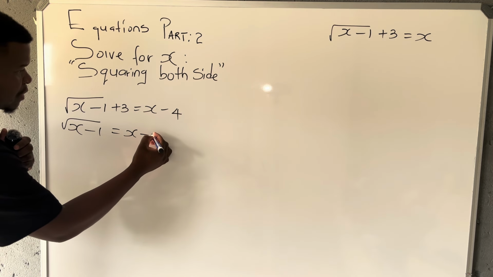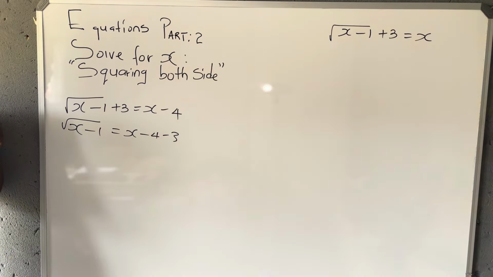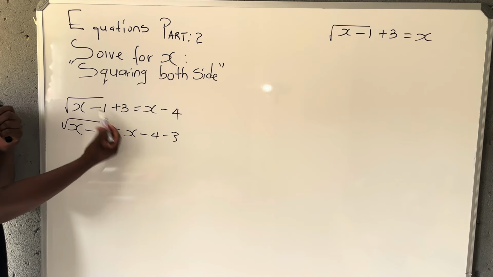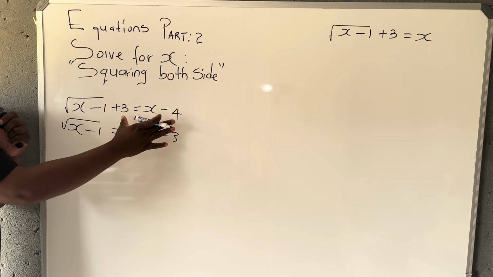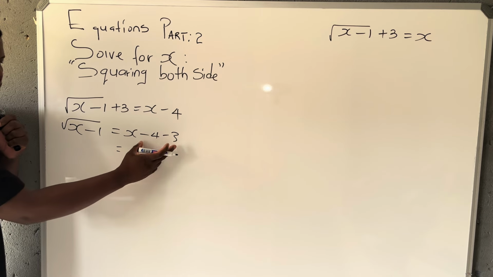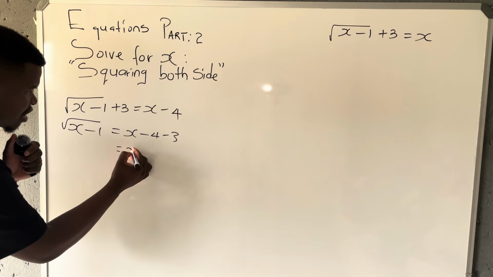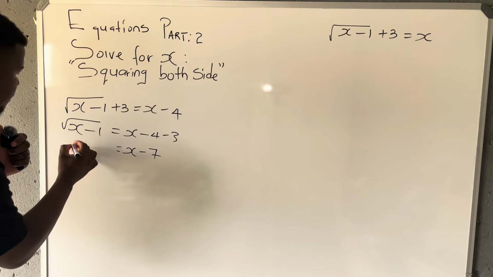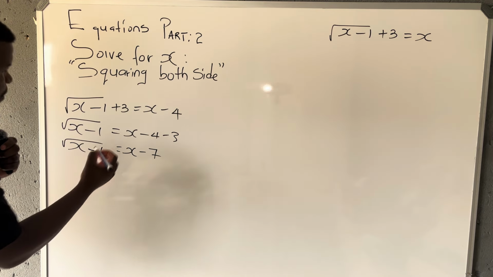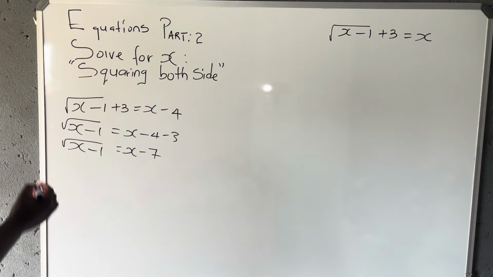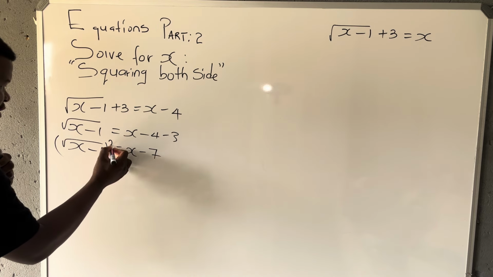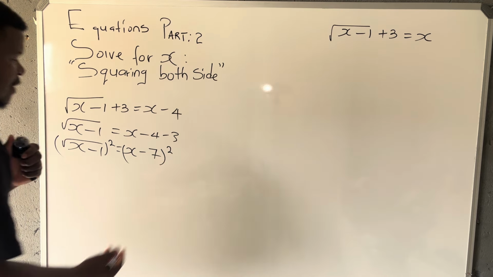We are transposing. You see now, we transpose positive 3 to the right hand side to become a negative 3. But still, I cannot square while it's like this. I need to simplify this, which gave me a negative 7. Now we can square, starting from here. How so? Do this. This is us squaring both sides.